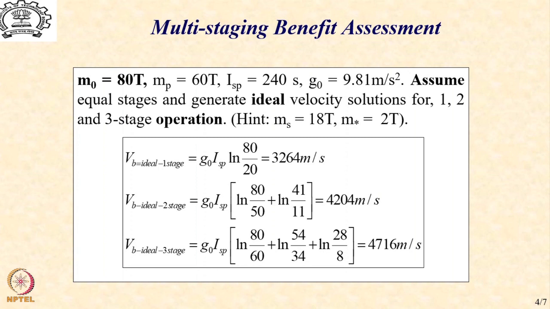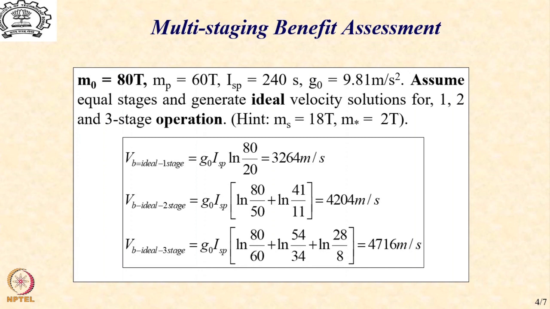Let us now convert this into a 2 stage operation. So when we say a 2 stage operation, its first stage will contain 30 tons of propellant and 9 tons of inert mass, which will burn first, so that at the end of the first stage operation, you will have 50 tons of mass left. That is the first term in our velocity expression.